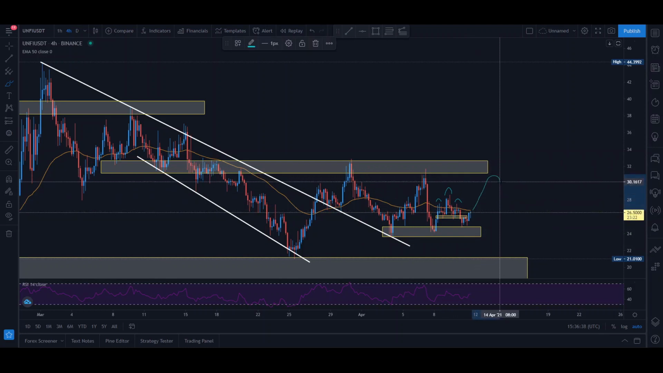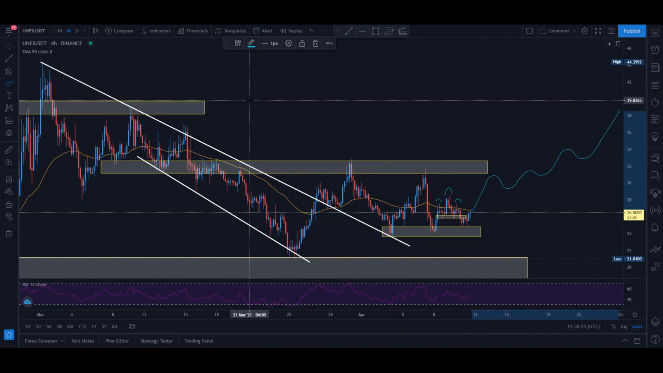We can see the price finding resistance here again, but obviously the more times something hits the level of resistance, the more likely it is to actually break through at one point, retest it, and flow into the next zone of resistance, which is around the $40 mark.